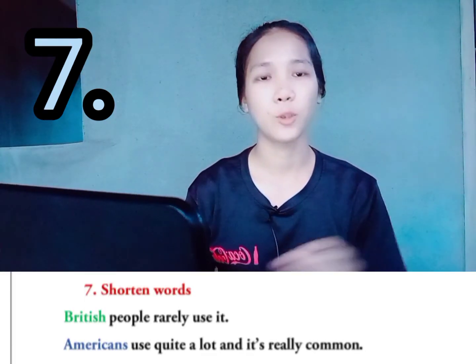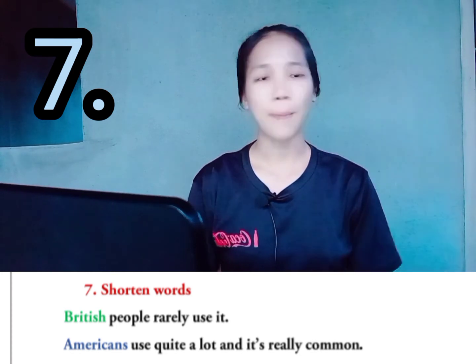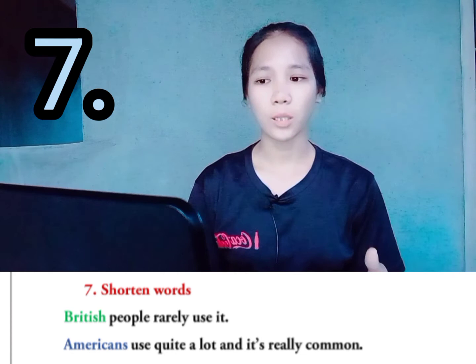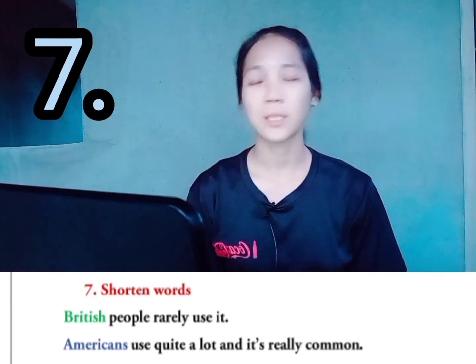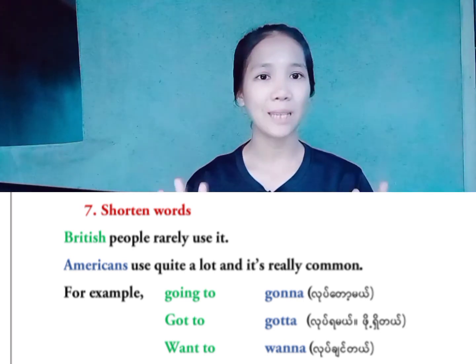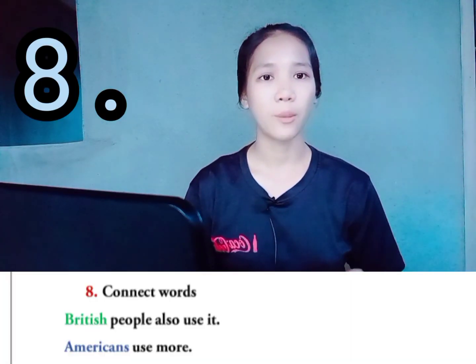And number 7. Shortened words. British people rarely use it, but Americans use it quite a lot and it's really common. For example, going to, they use gonna. Got to, they use gotta. Want to, they use wanna.